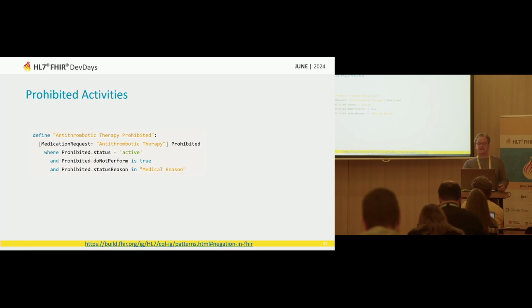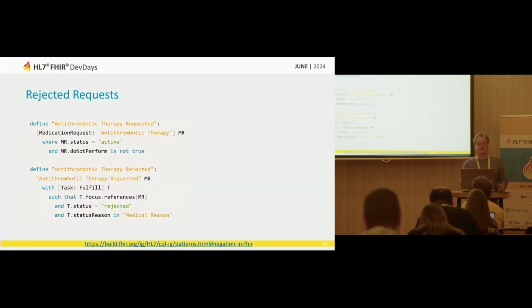All right, and then status reason and medical reason. And then rejected requests, where you're stating the positive thing, I want you to do this thing, I need you to have a medication request with antithrombotic therapy, and you're saying, no, I'm not gonna do that because, and here's why. And that is done with a task focused on the medication request that you're rejecting.